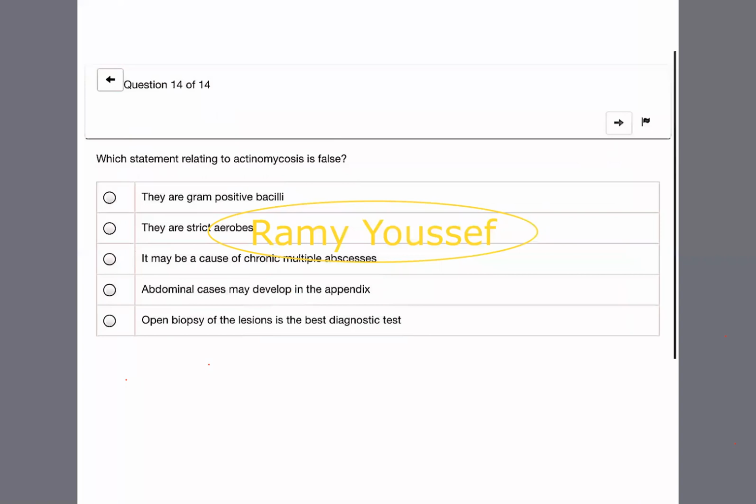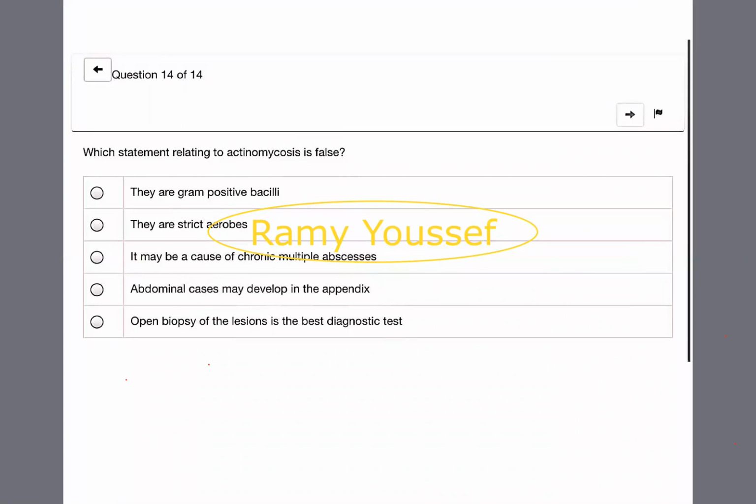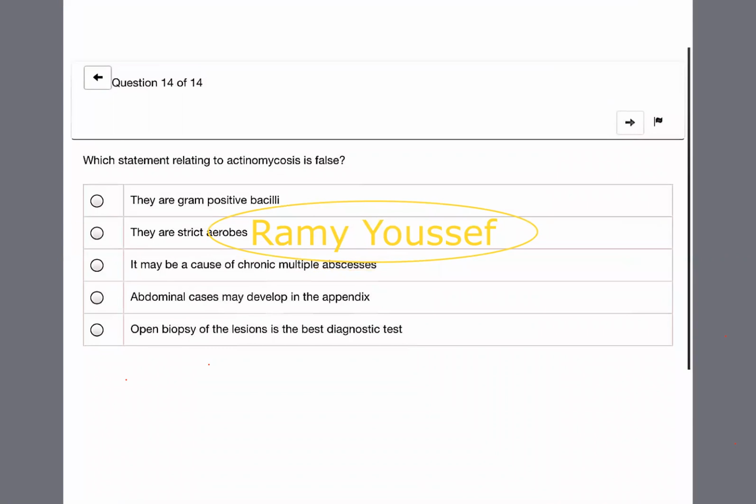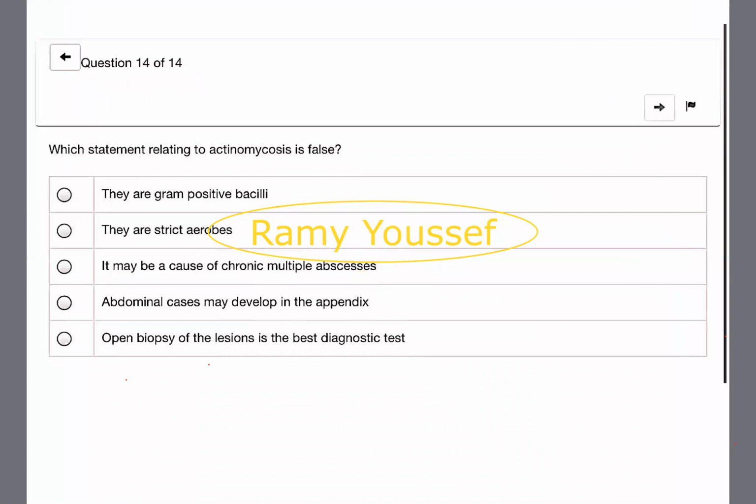Next question, Doctor Abdel, tafaddal. What you said relating to actinomycosis is false. They are gram-positive bacilli. They are strict anaerobes, but it may be a cause of chronic multiple abscesses. Abdominal cases may develop in the appendix. Often biopsy of the lesion is the best diagnostic test. Open biopsy of the lesion is the best diagnostic test. I think it's false. That's right.